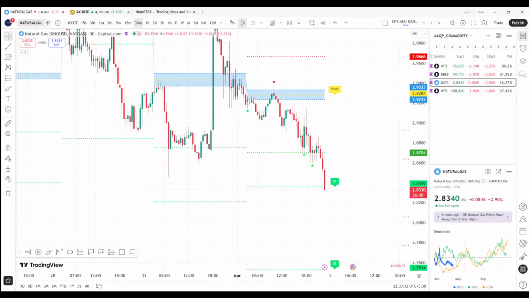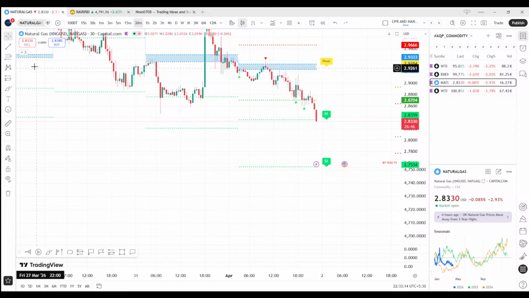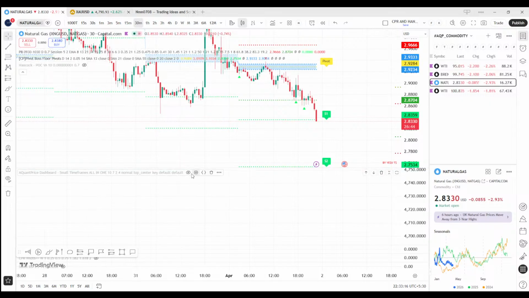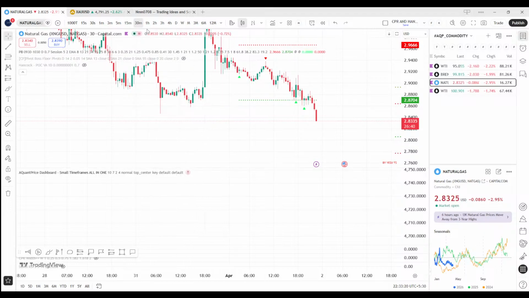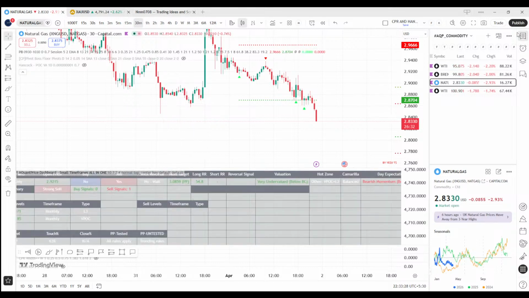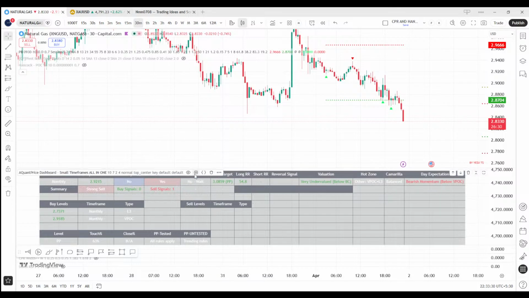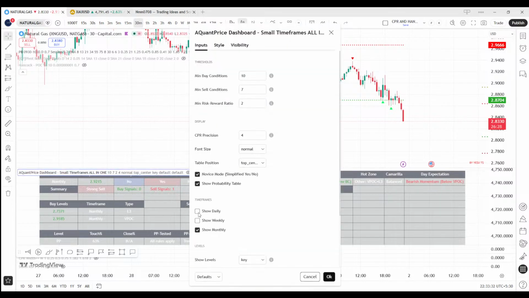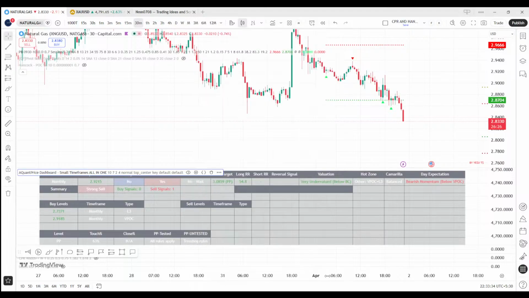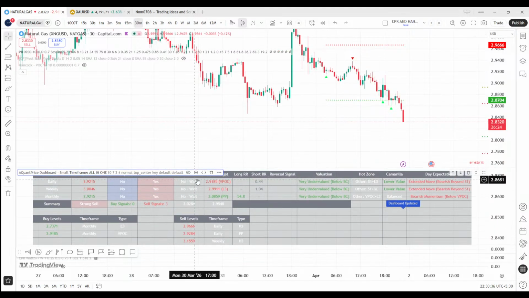And also, if you don't know, you're checking out this YouTube channel for the first time, then you can use this dashboard as well. So in this dashboard, you can know the bias of multiple time frames. And see, this is showing the monthly bias is for sell. This is how you can see the daily and weekly biases. So all the biases are sell.